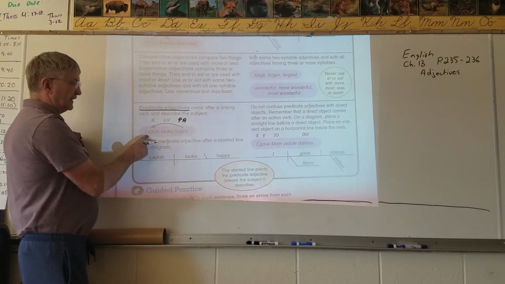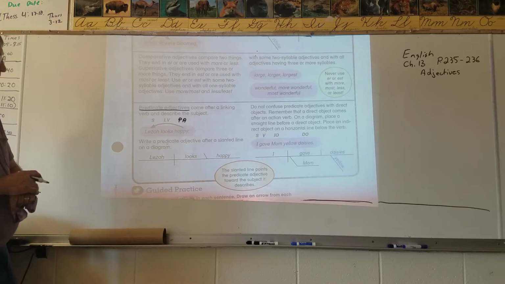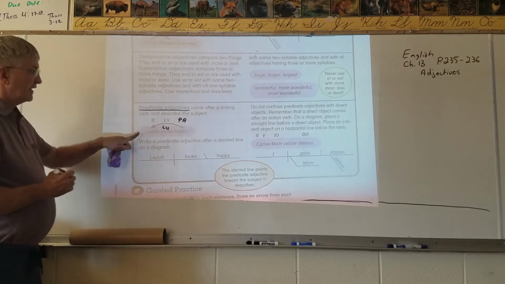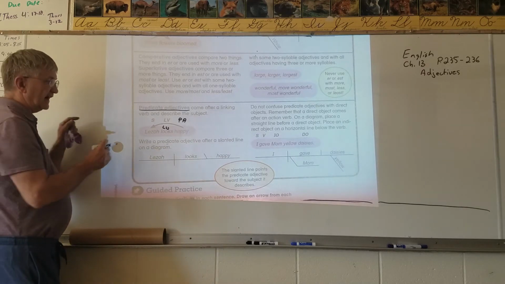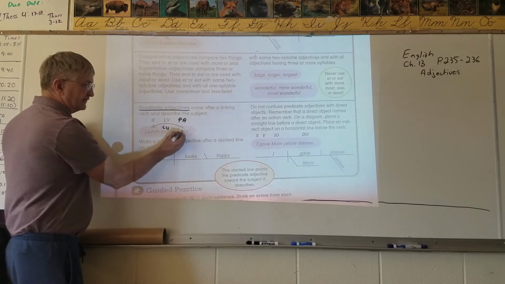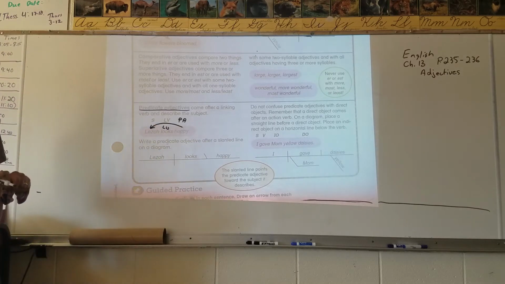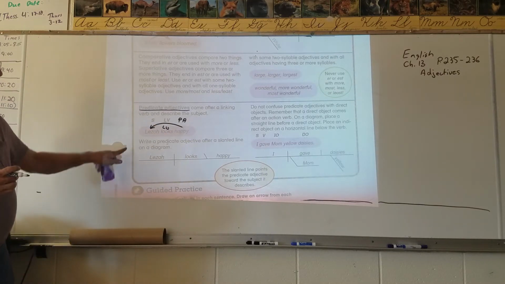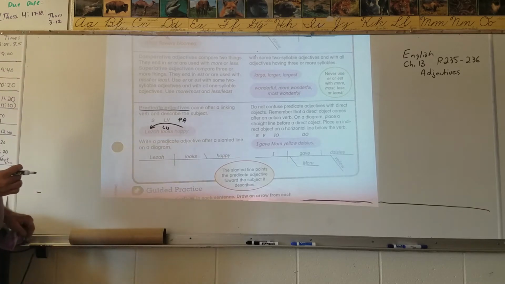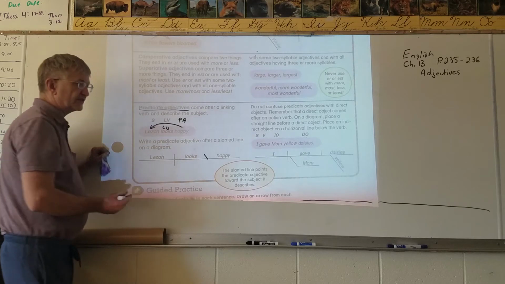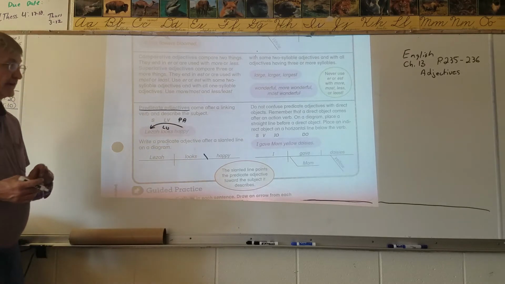So we have Lisa looks happy. All right, looks is my linking verb. Subject is Lisa, and the adjective is happy. So we have the linking verb going from happy to Lisa. It's showing the description. Write a predicate adjective after a slanted line in the diagram. Again, we've done this. We did this in the diagram, and we actually just got tested on it.